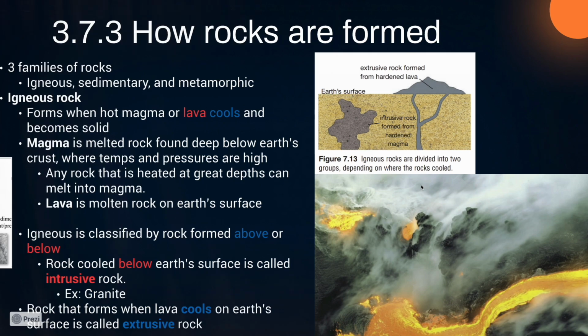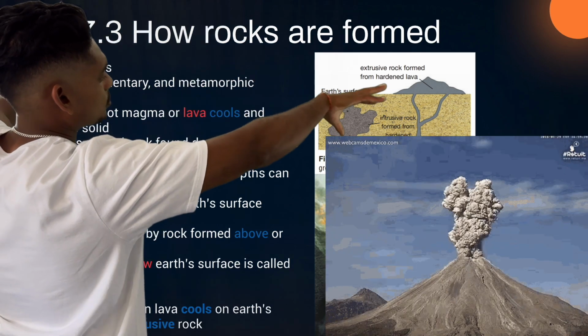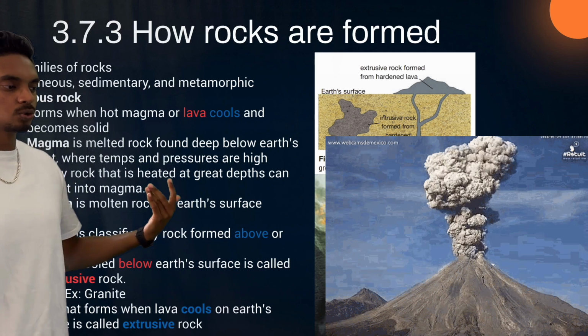All right, 3.7.2, how rocks are formed. So there's three rock families: igneous, sedimentary, and metamorphic. Let's start off with igneous. It forms when hot magma or lava cools. So it came out of the volcano, boom, went out everywhere, and then it cooled off in the cool atmosphere.